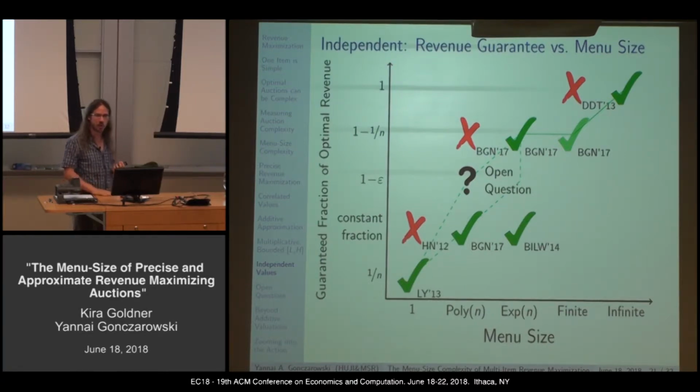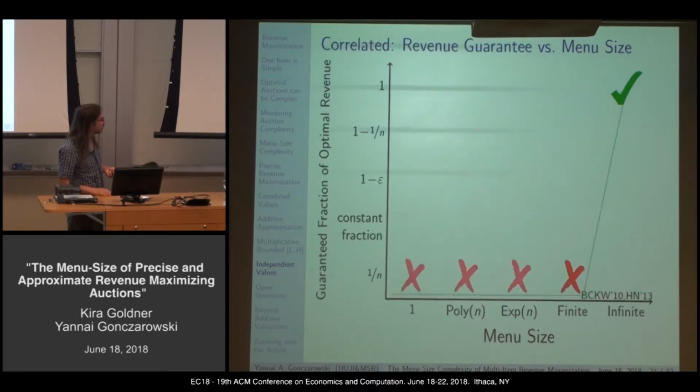What happens if we talk about correlated values? Then I remind you that it looks like this. Remember the impossibility result due to Briest et al. and to Hart and Nisan. Any fixed finite menu size will not guarantee any fraction of the optimal revenue.